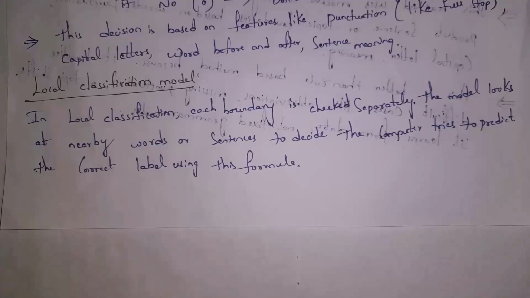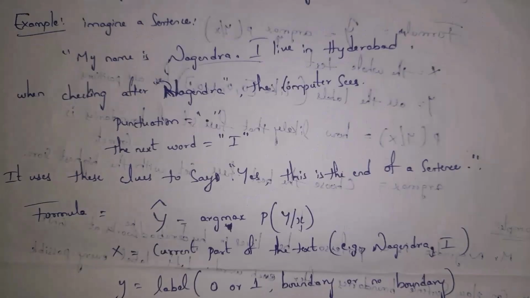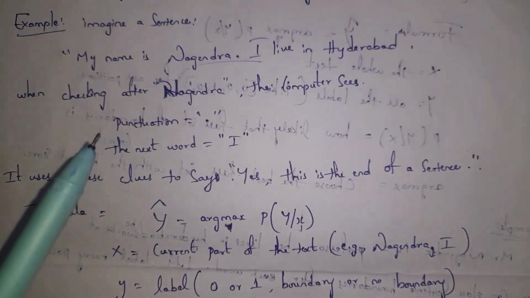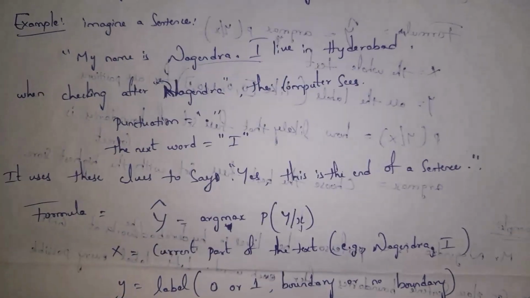I will explain the formula of this local classification model. The computer looks at one small part of the text at a time and then it will make a decision whether it is a boundary or not. I will give an example so that you can clearly understand what is the local classification model. Guys, for example, I'll give this sentence to the local classification model, like "my name is Nagendra, I live in Hyderabad," without a full stop.